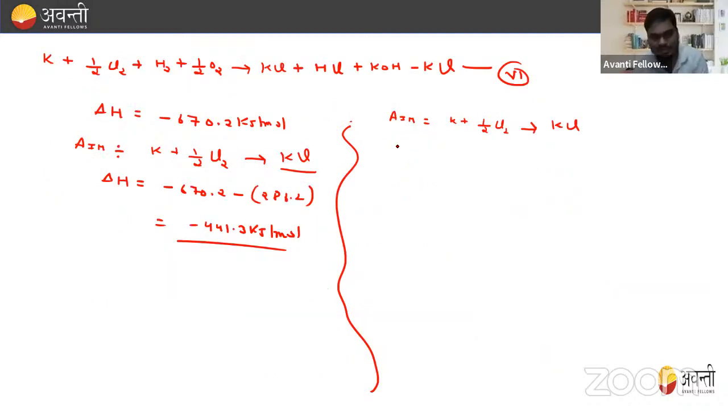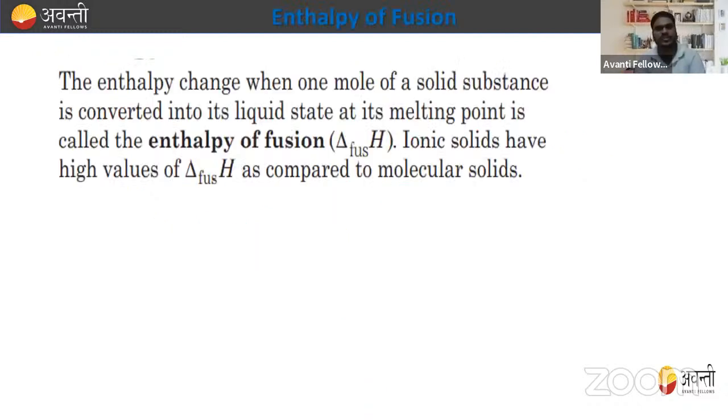If you just add equation 3 and 4 and subtract equation 5, you'll get this one, that is 670.2 kilojoule. Now after this, just remove the remaining values, and you get the answer. So this is how you actually solve such a type of question.